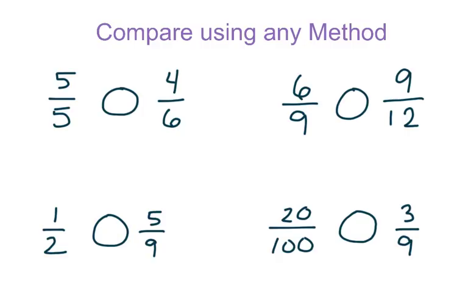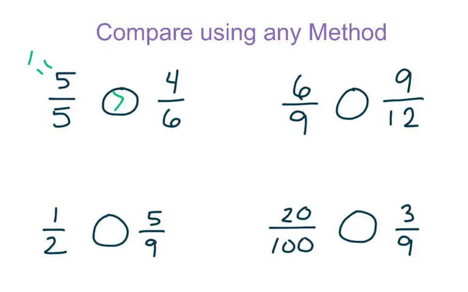For this first fraction, we have 5/5 and 4/6. We really don't have to do any math to compare this fraction. 5/5 is equal to 1 whole. 4/6 is not equal to 1 whole, so 5/5 is going to be greater. Sometimes all it takes is looking at these fractions a little bit.